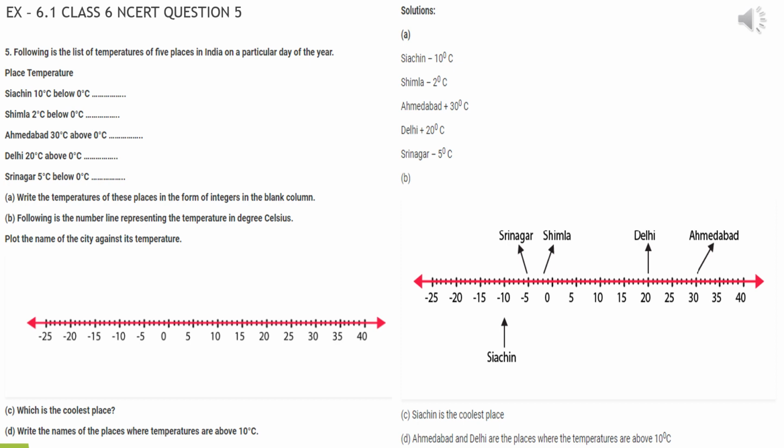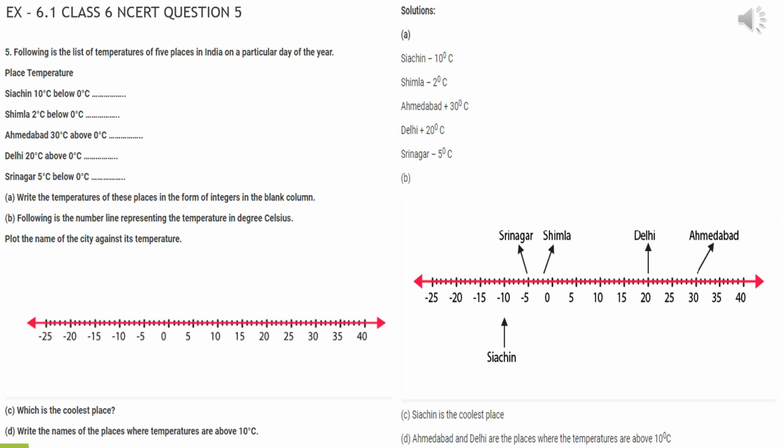Ahmedabad plus 30 degrees Celsius. At plus 30 we will write Ahmedabad. Delhi plus 20 degrees Celsius. At plus 20 we will write Delhi. Srinagar minus 5 degrees Celsius. At minus 5 we will write Srinagar.